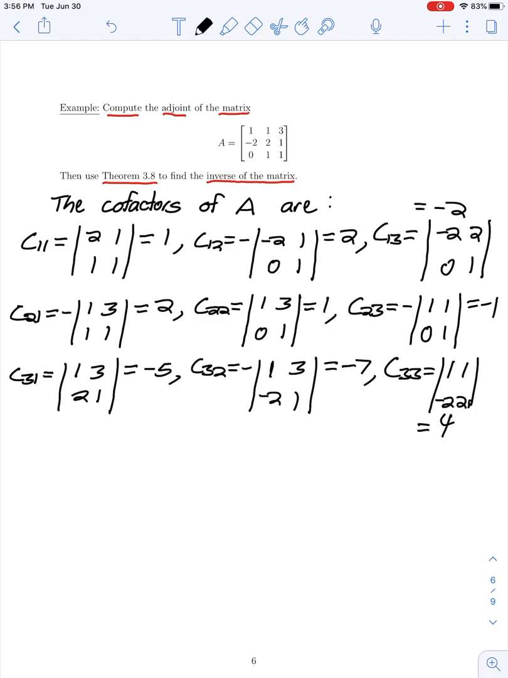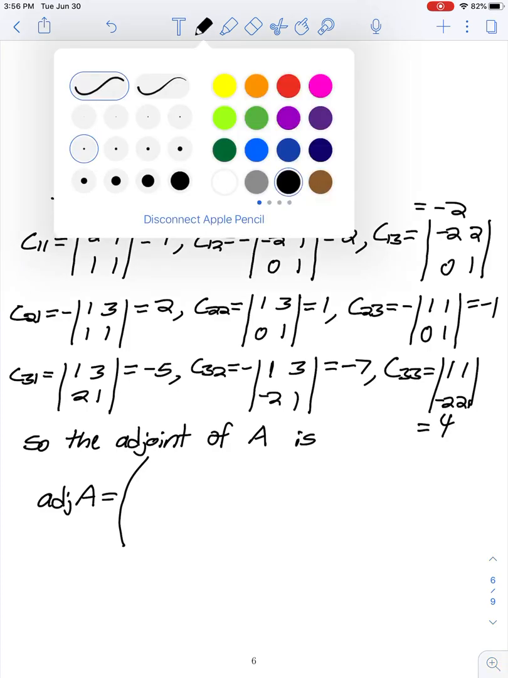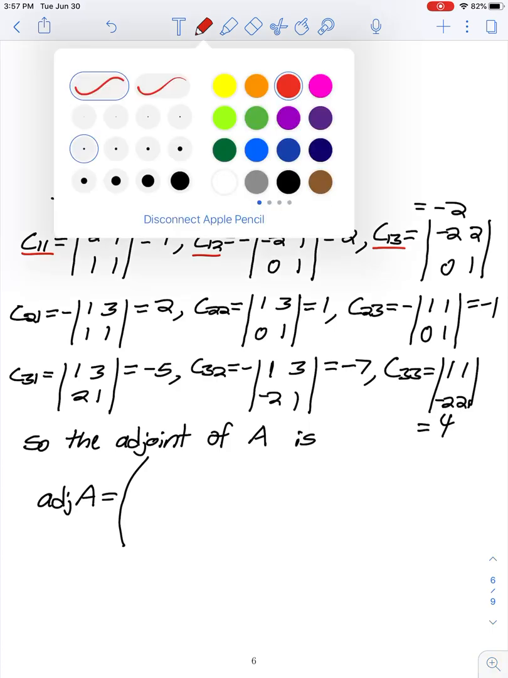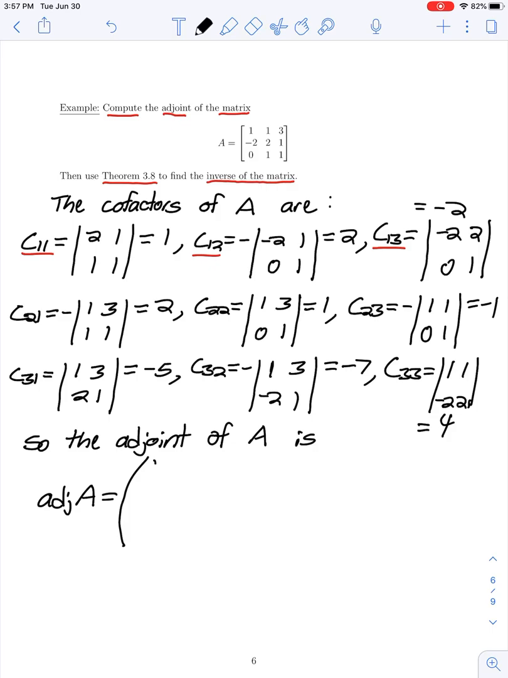All right. So the adjoint, or adjugate, of the matrix A is adjoint A, which would be the matrix where the ijth entry is the ji cofactor of the matrix A. So our cofactors that we found along the first row will become the first column of the adjoint. So here our first column will be 1, 2, negative 2.